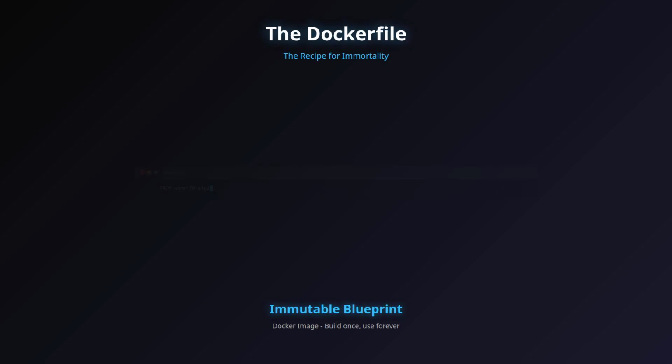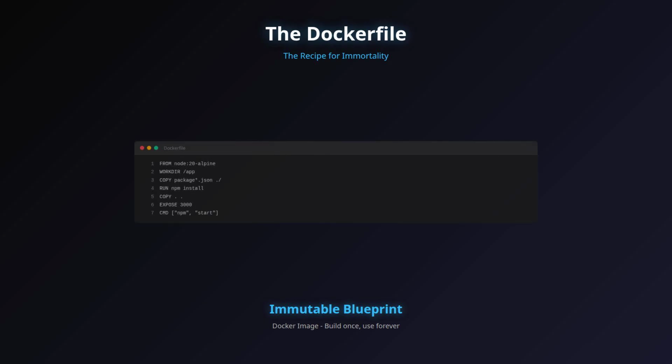So how do you create a Docker container? You write a Dockerfile. Think of it as a recipe, a set of instructions that tells Docker exactly how to build your application's environment. You start with a base image using the FROM command. Maybe you need Node.js, so you use node:20-alpine. Alpine is a tiny Linux distribution, perfect for containers. Then you set your working directory with WORKDIR. This is where your application code will live inside the container.